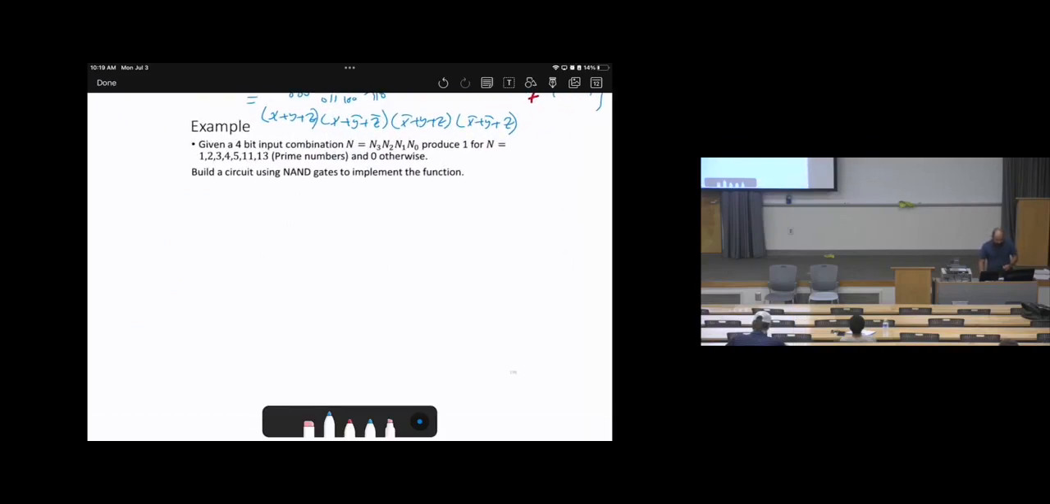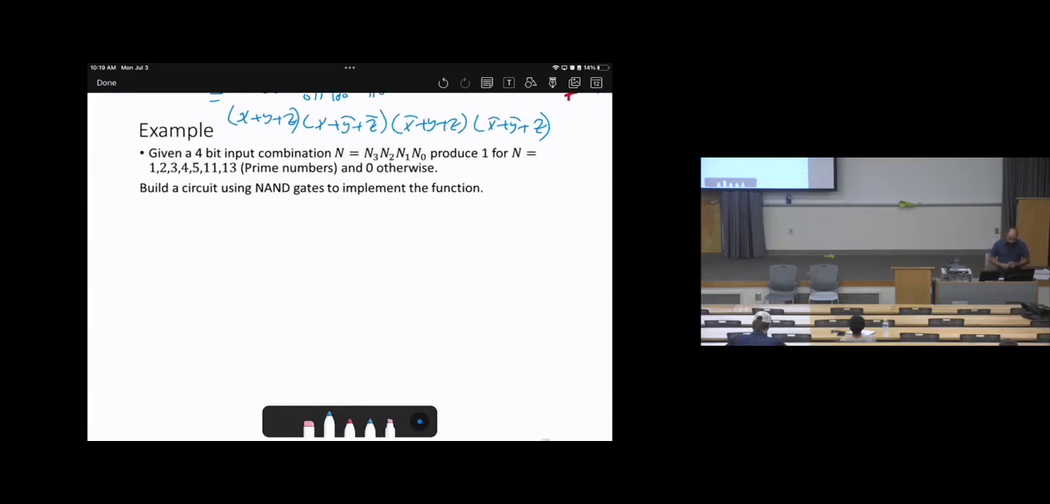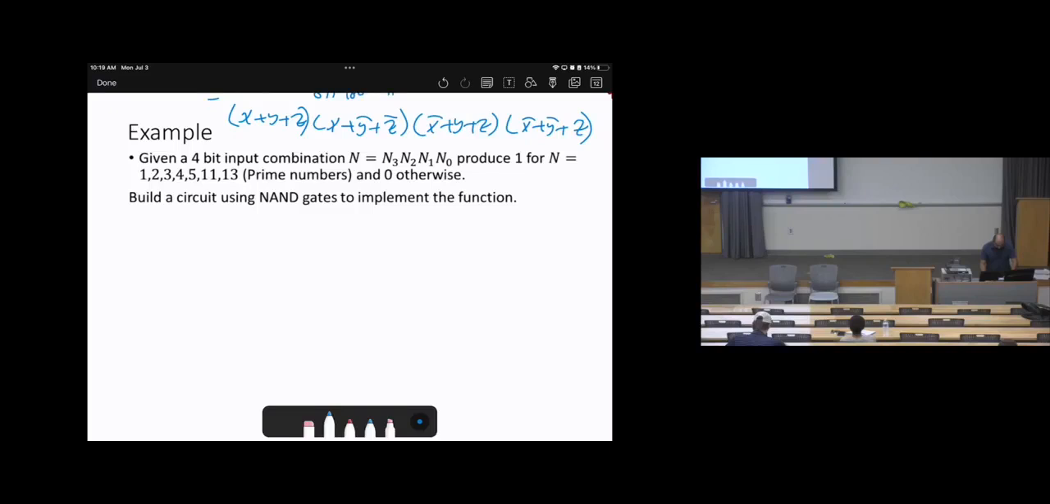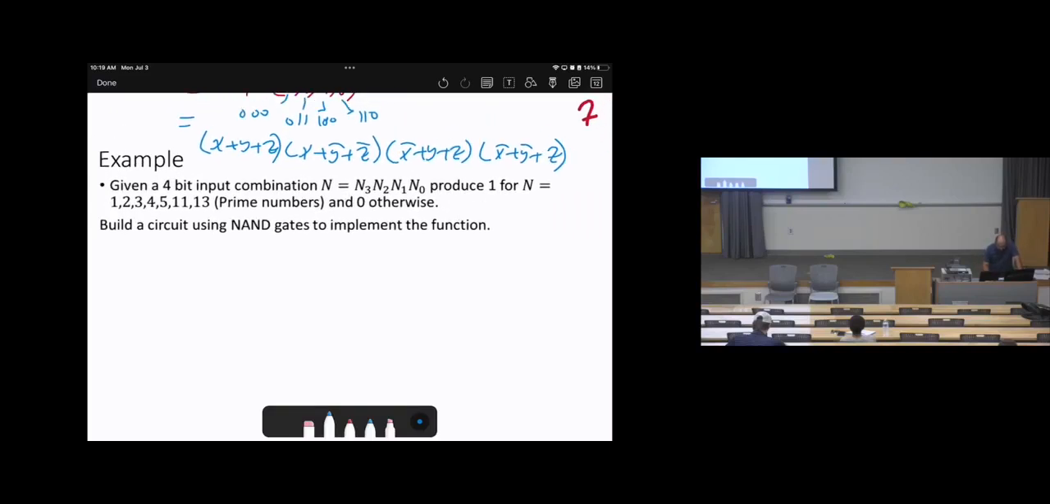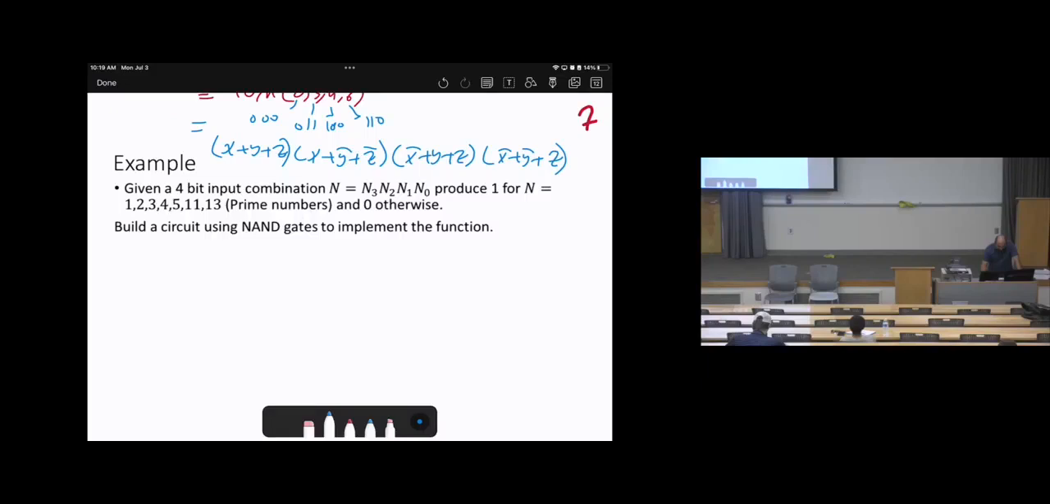We need to do the combination of these numbers. So we have 4 bits, N3, N2, N1, and N0, and the output produces 1 when N equals 1, 2, 3, 4, 5, 11, 13, which are the prime numbers, and 0 otherwise. We need to find the NAND gates implementation for this design.